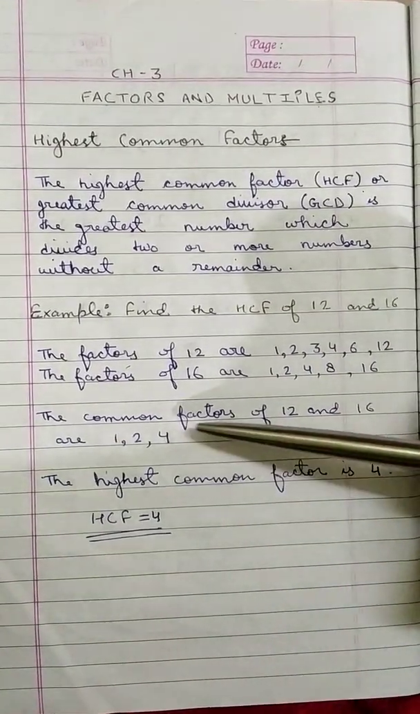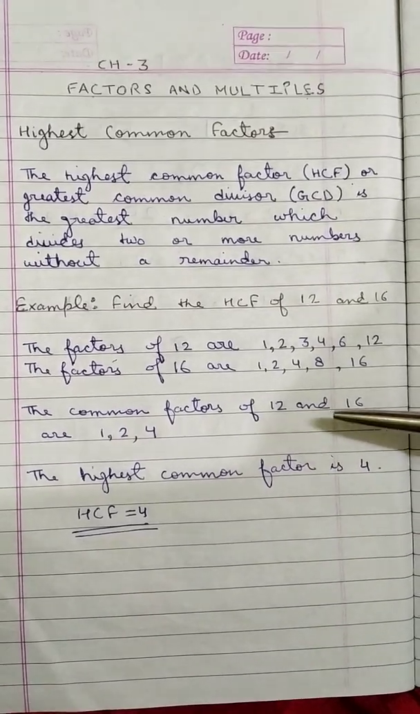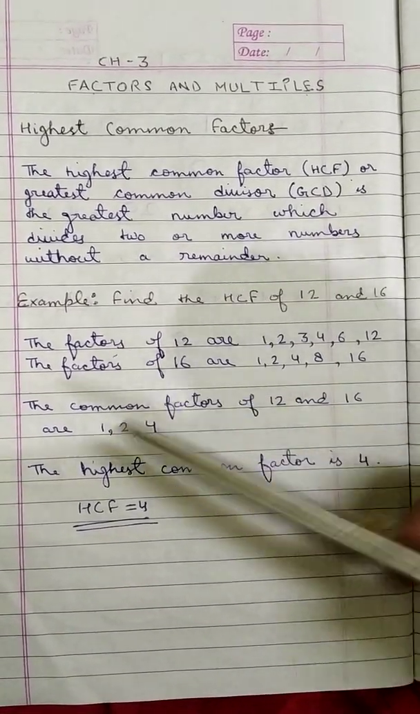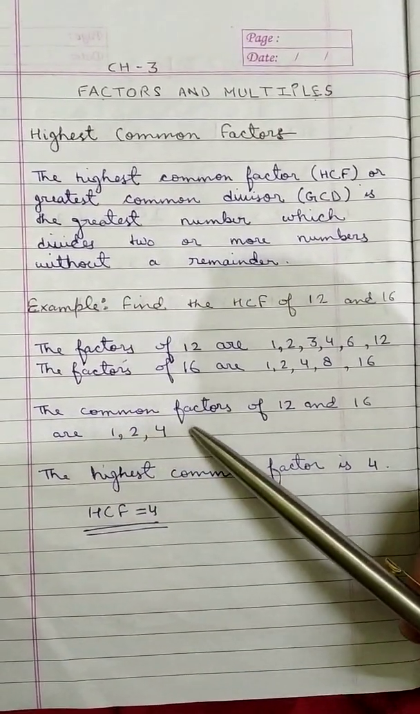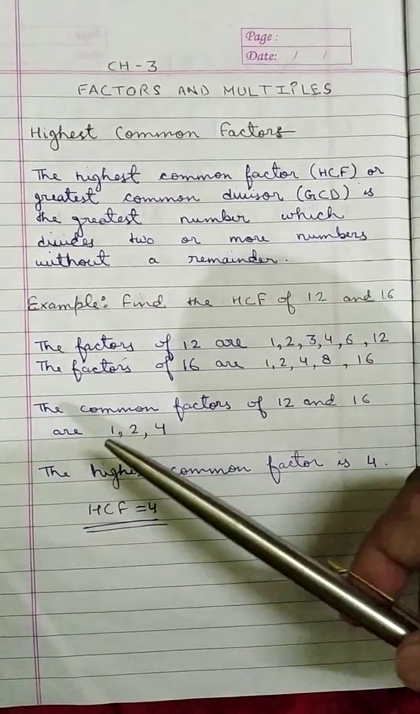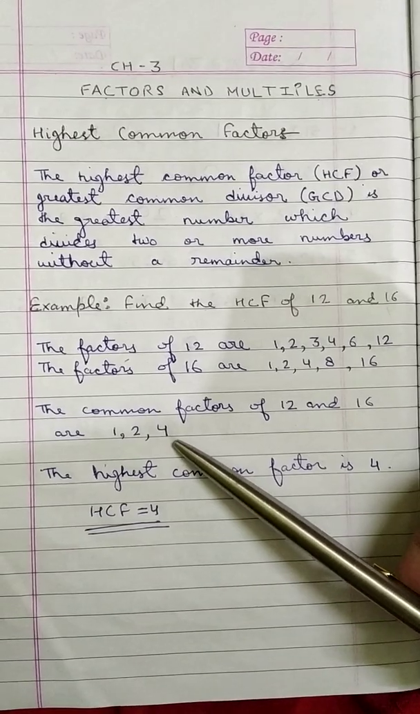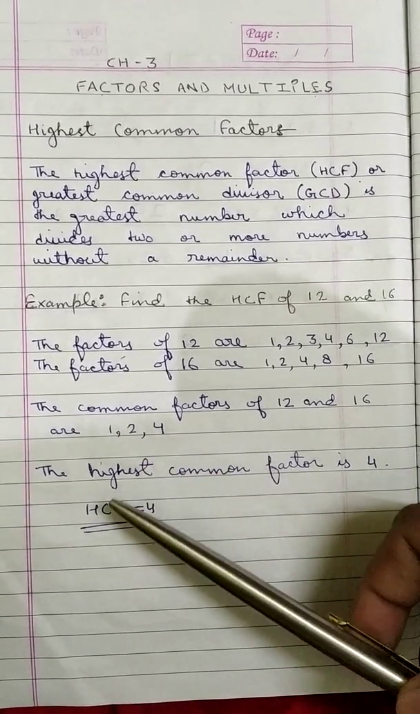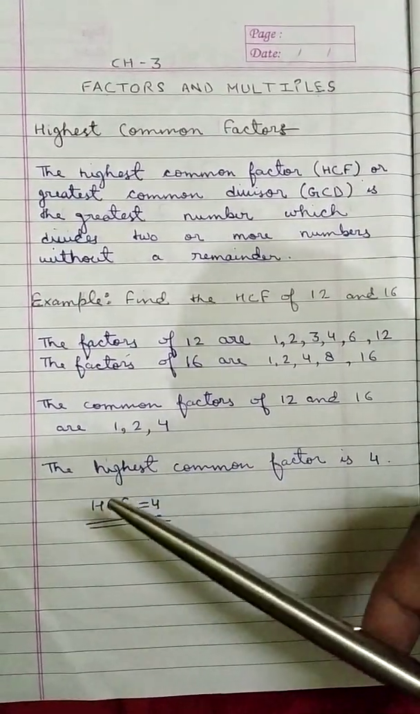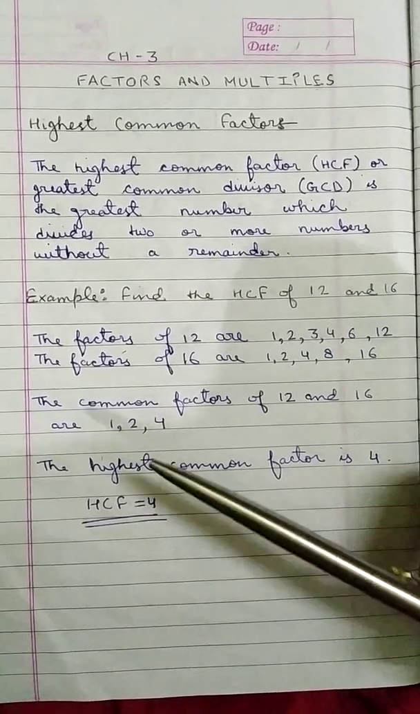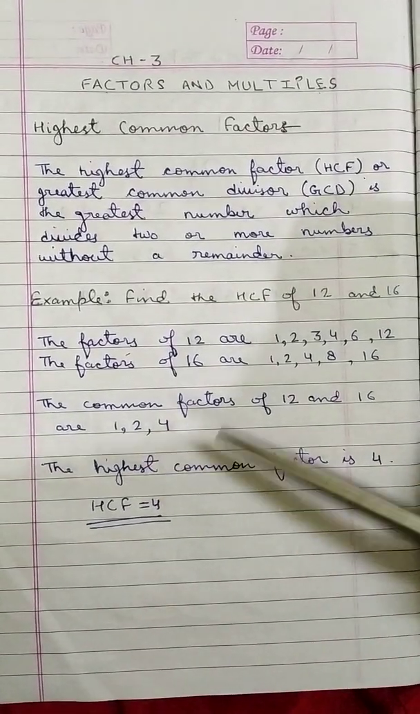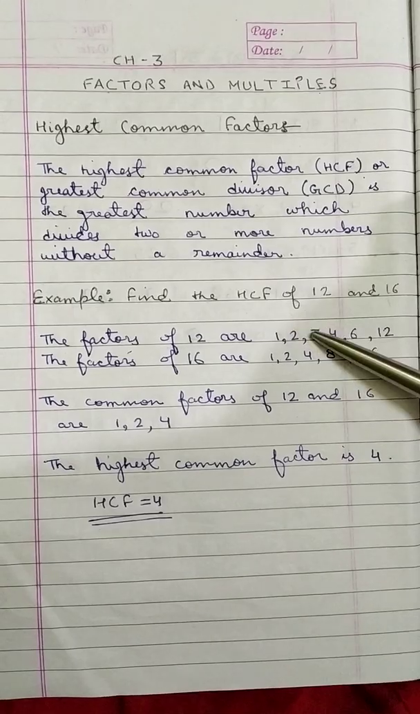Now write down the common factors of 12 and 16. 1, 2, 4 are the common factors. In these common factors, 4 is the highest common factor. So the highest common factor, HCF, is 4. HCF is the highest common factor. Okay?